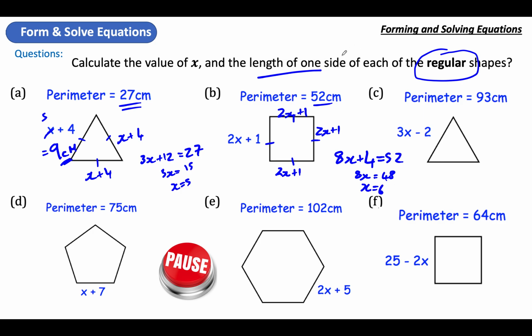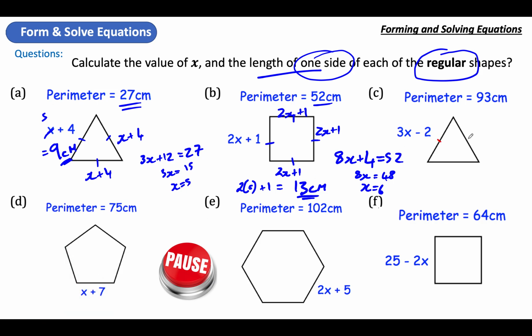But remember, it's asking for the length of one side. Well, if it's 2x plus 1, that means it's 2 lots of 6 plus 1, which is 13 centimeters. Let's change pens. It's getting a bit confusing on there.